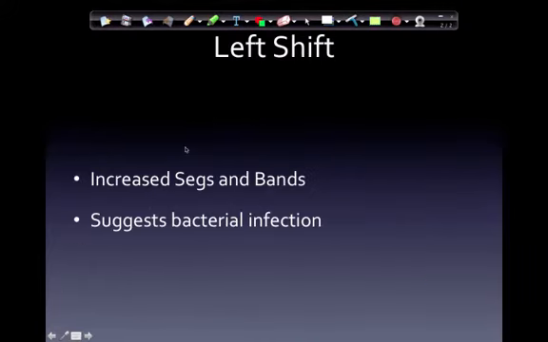All right. Left shift CBC, this is what we were talking about earlier. This is the amount of immature white blood cells, and the left shift CBC is an increased amount of segs and bands. Now the bands concern us because the more bands that we see, the more immature white blood cells that are out fighting the battle. And it suggests a bacterial infection. So a left shift CBC is going to be high amounts of segs and bands and would suggest a bacterial infection.